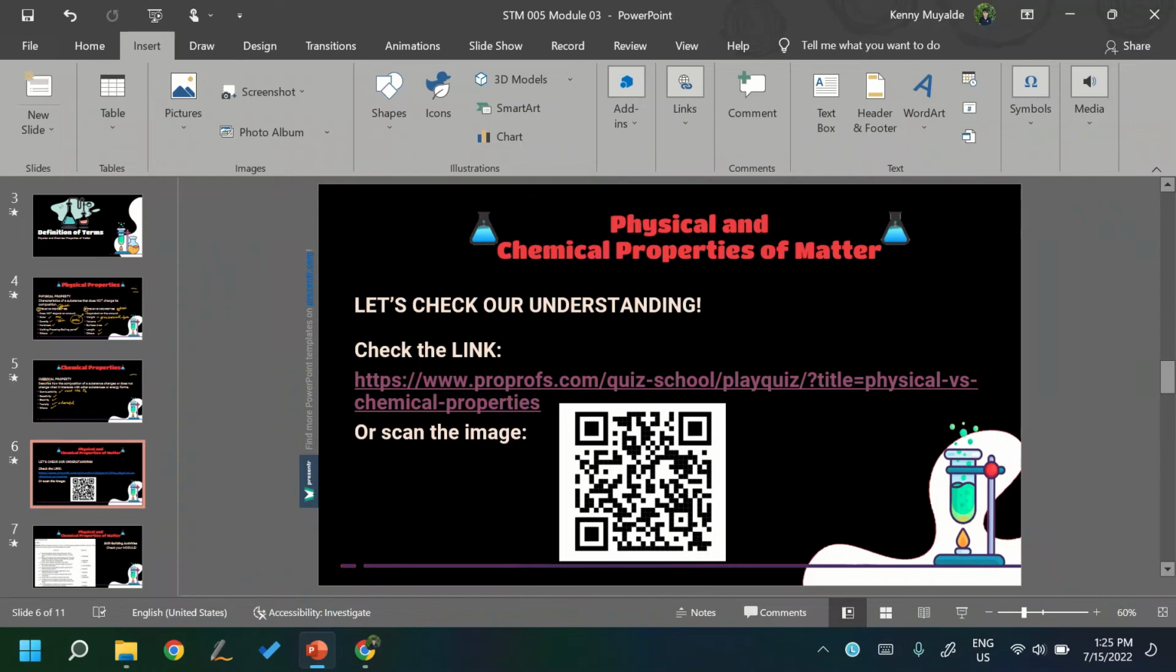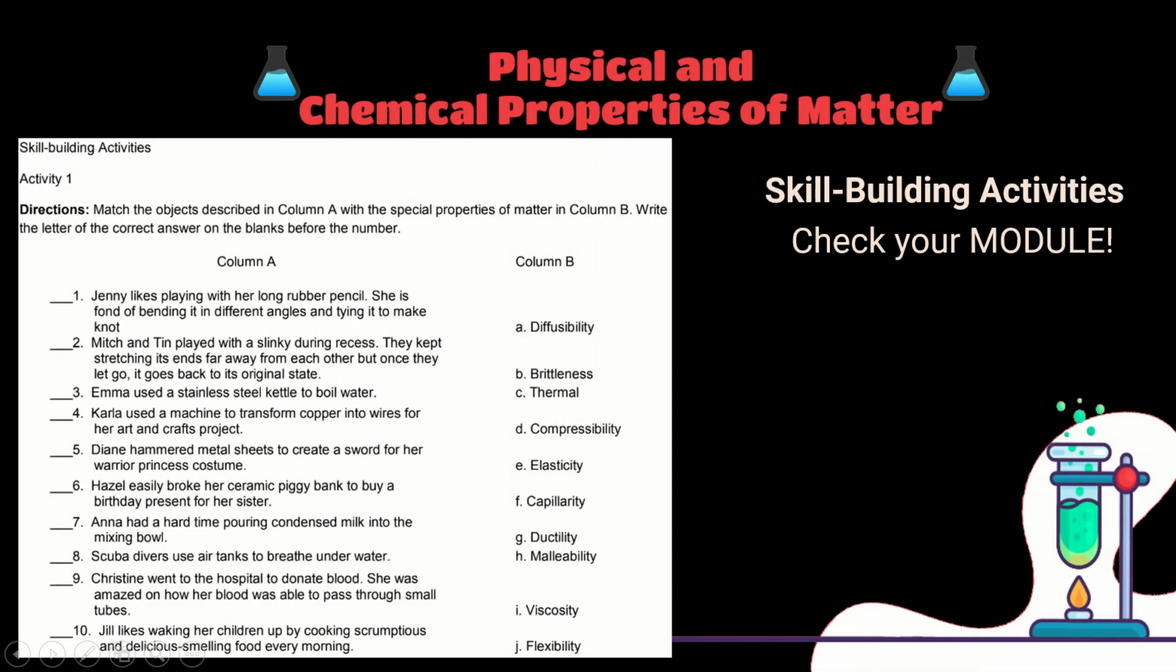I hope that you truly fully understood our discussion this time. Let's proceed with the skill building activity in your module. So this is activity number 1. You're going to measure the objects described in column A with the special properties of matter in column B. So dito naman nakalagay yung mga ibang properties of matter. So these are actually physical properties. So ang gagawin natin, meron tayong mga situations and then we're going to identify kung anong property ng matter ang dinedescribe. So we're going to do the first two.